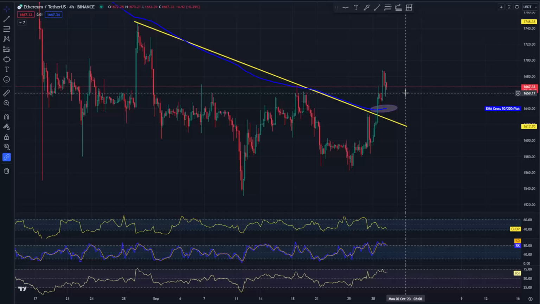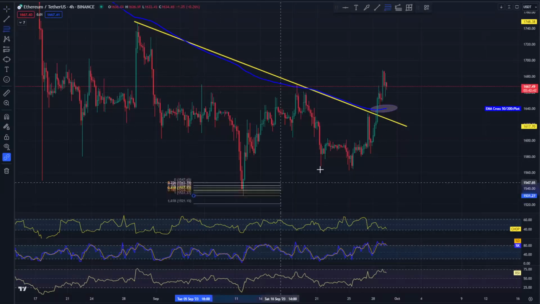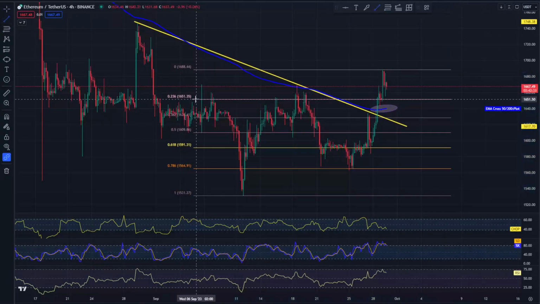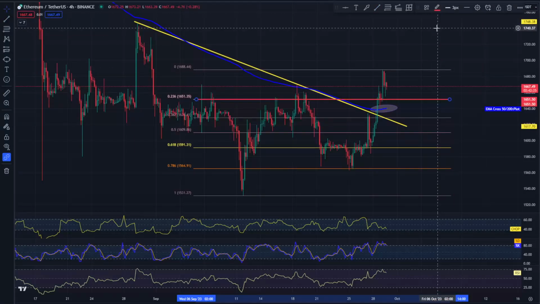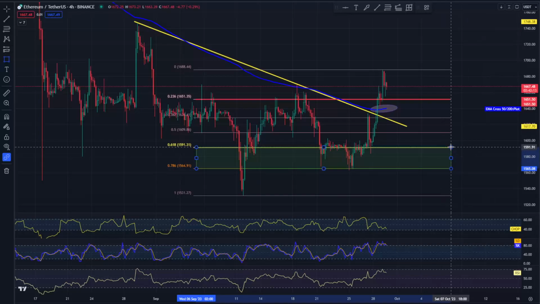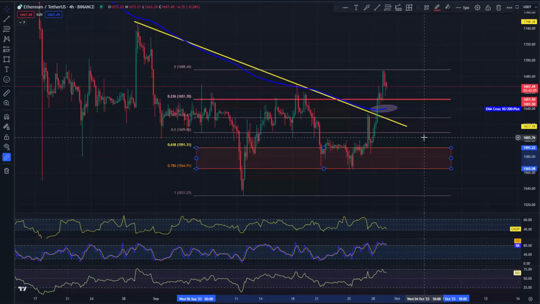Now let's move on to marking the support places. We will use the fib retracement tool to mark supports, and as you can see, the first support is at the price of $1,651. But when the price drops lower, we can see a quick return to the support zone from $1,591 to $1,565.